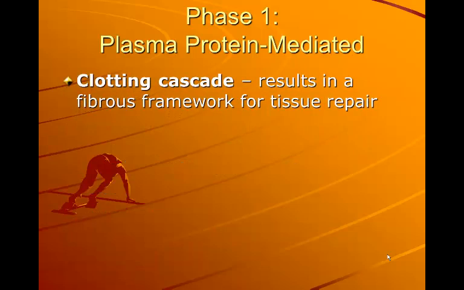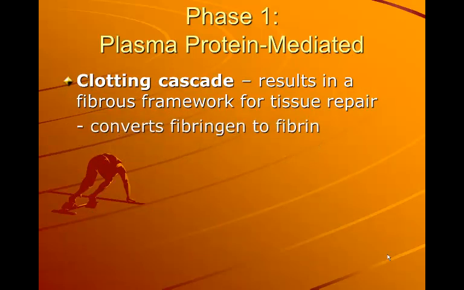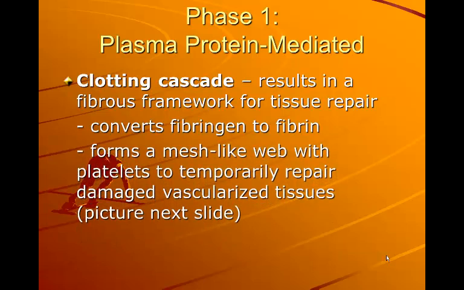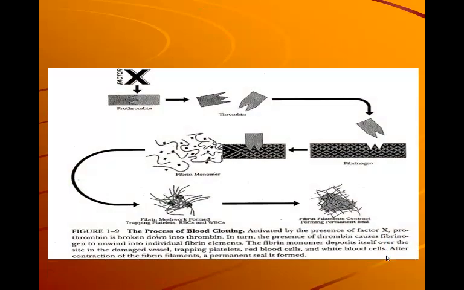There's a clotting cascade. It results in a fibrous framework for tissue repair. It converts fibrinogen to fibrin and forms a mesh-like web with platelets to temporarily repair damaged vascularized tissue. So on this next slide you can see that the fibrin meshwork is formed, and it basically lays down wherever there is damaged tissue.